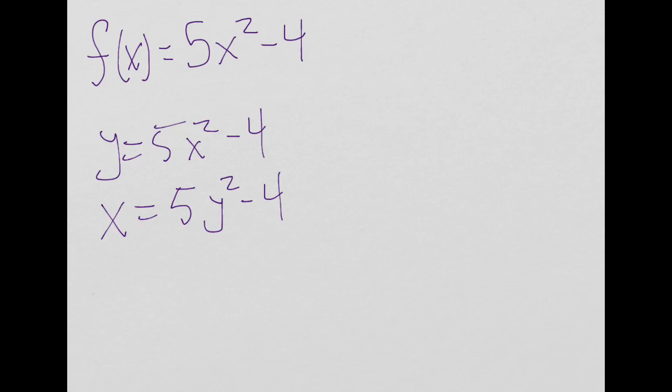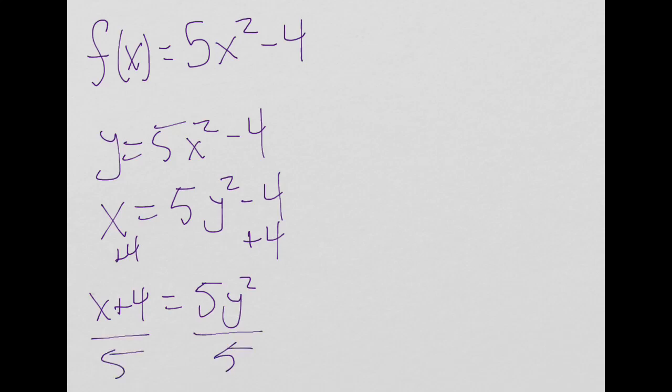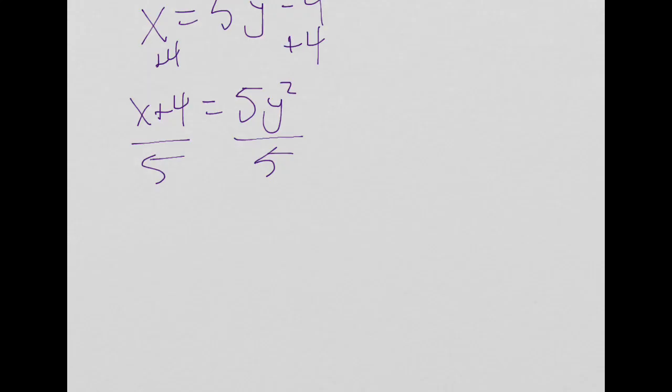What do we need to do first? Well, we have minus 4, so let's add 4 to both sides. And we get x plus 4 equals 5y squared. Well, we're still just trying to get y by itself, so our next move, before we can do anything else, is going to have to be dividing by 5. So divide both sides by 5, and you should get x plus 4 over 5 equals y squared.